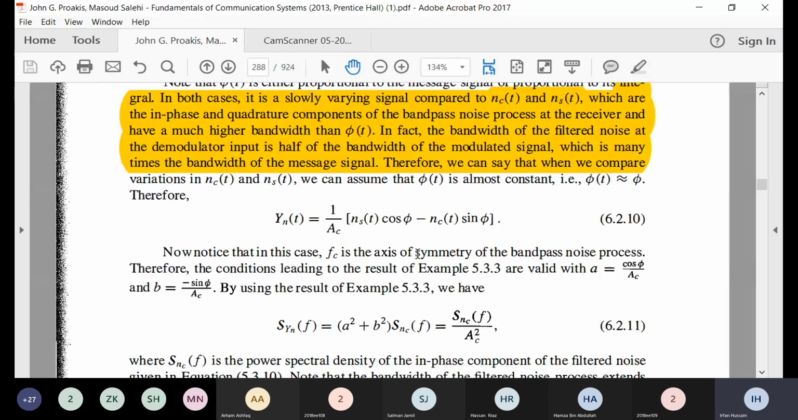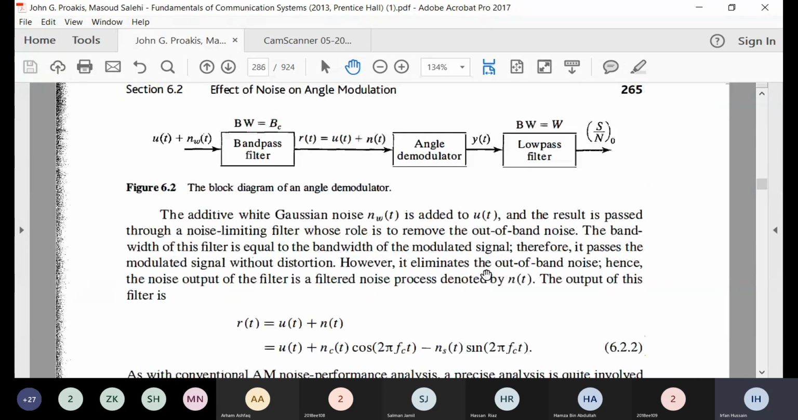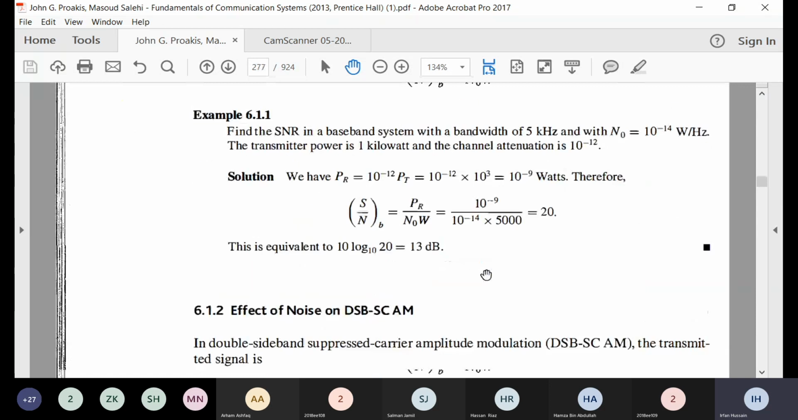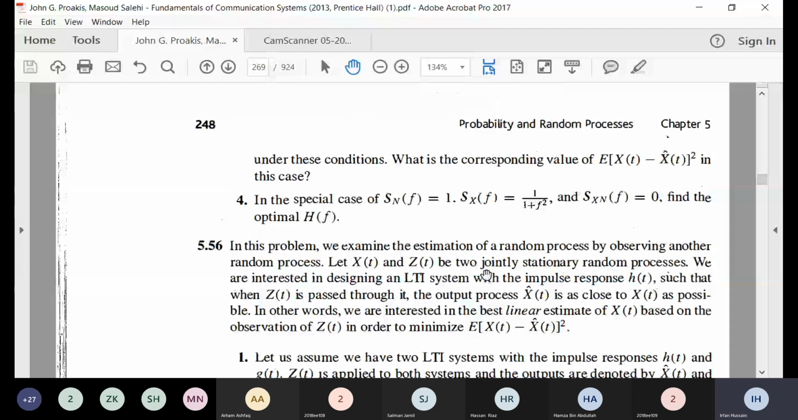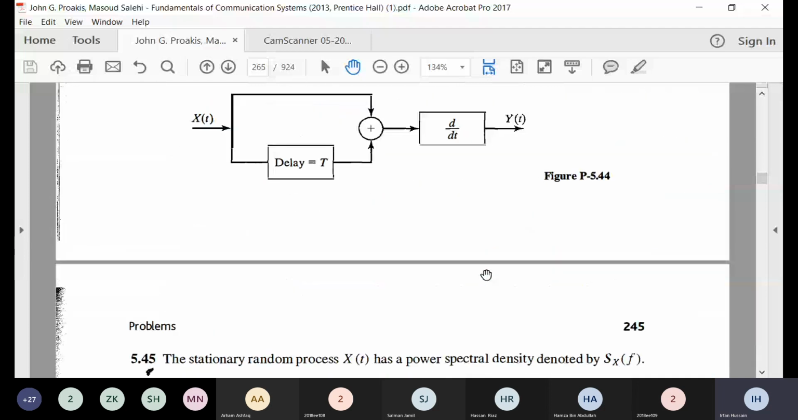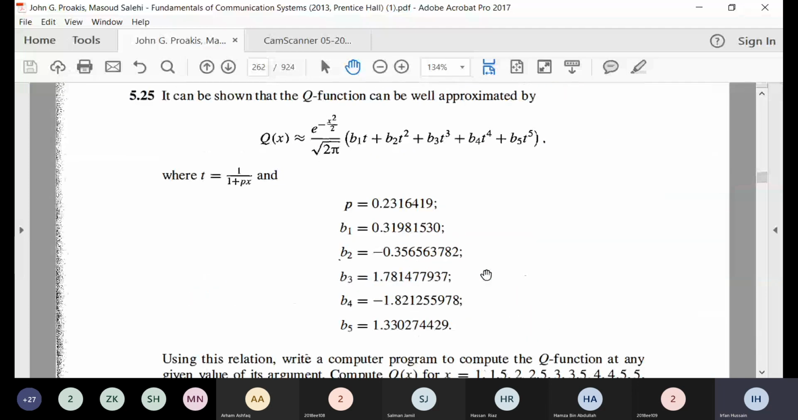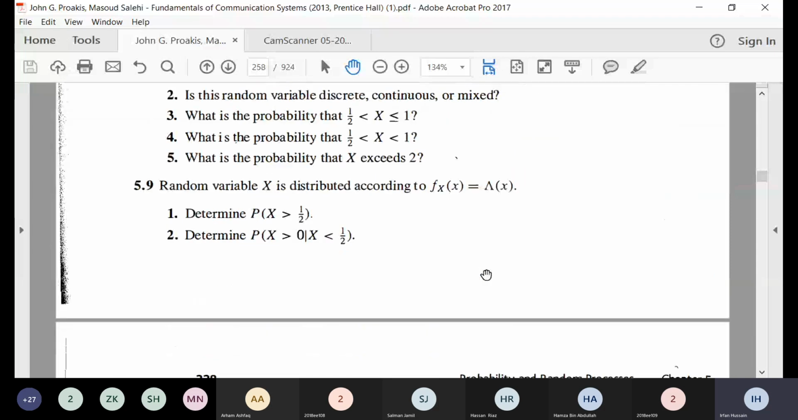And we have seen in chapter 5, in the last example, when we were studying that chapter, that when FC is the axis of symmetry of the band pass noise process, that leads to the result of example 5.3.3. So if you see that example, let us just have a revision. We have done that example, so I did not need to revise it, but just for the sake of your complete understanding with no confusions, I just want to show that particular example.